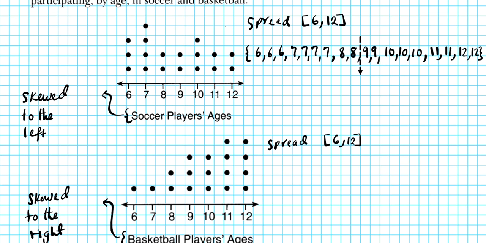Now, what's the median? We simply average those two out. So the median for soccer is going to be 8 plus 9 over 2. 8 plus 9 is 17, divided by 2, which is 8.5.